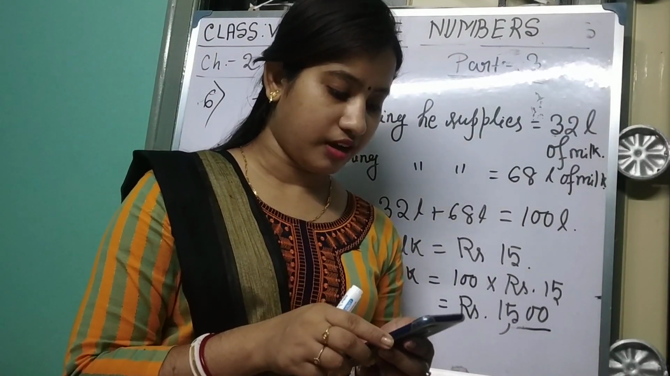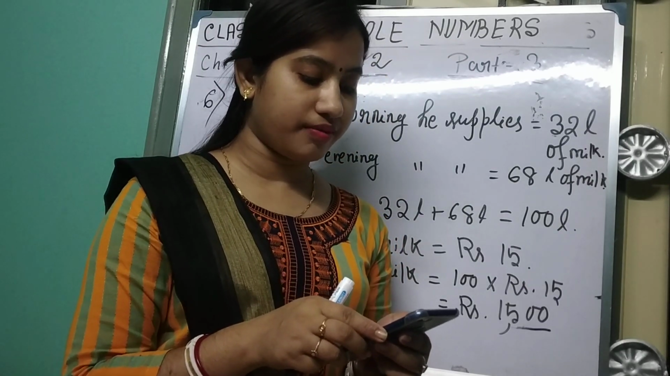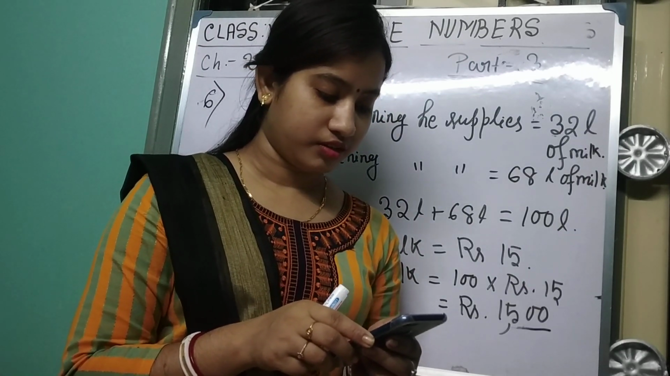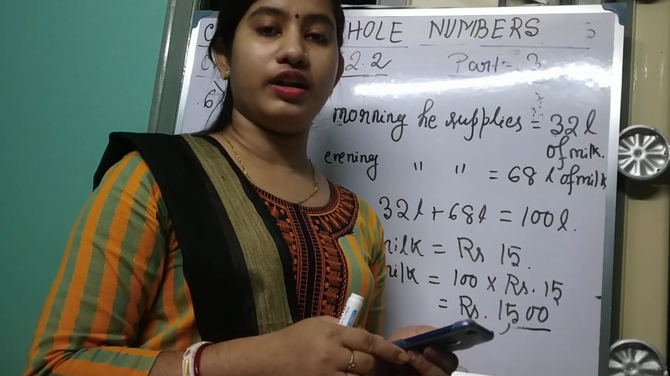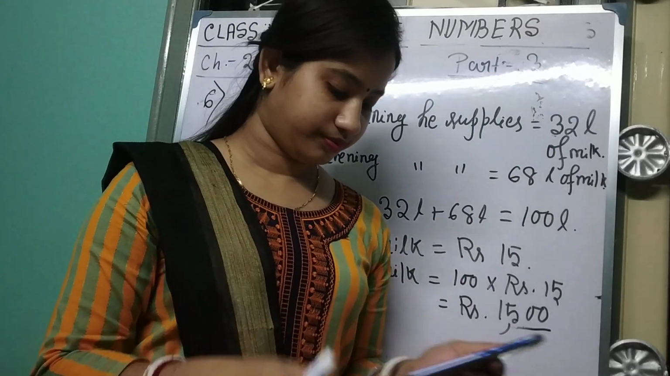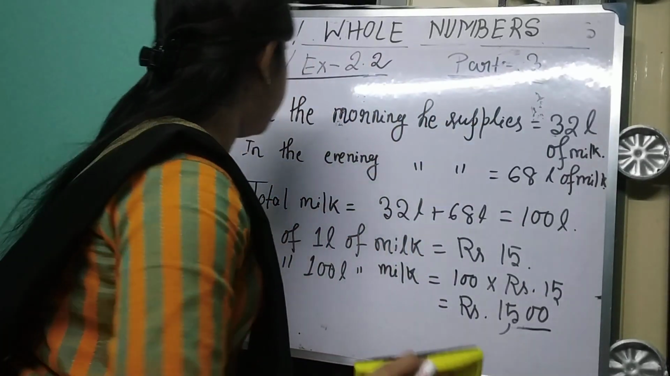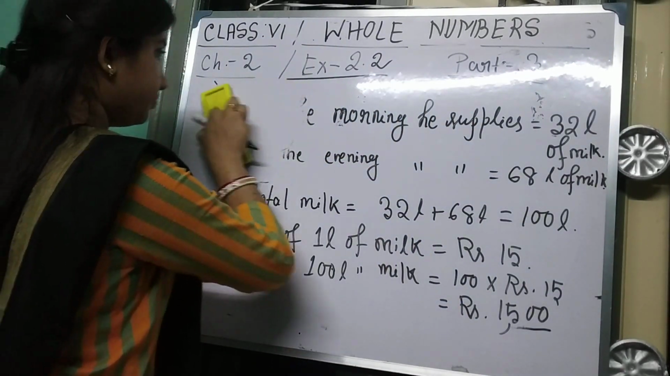So your question is, how much money is due to the vendor per day? So this answer is 1500. Now next, number 7.